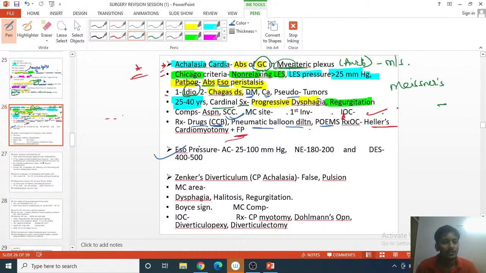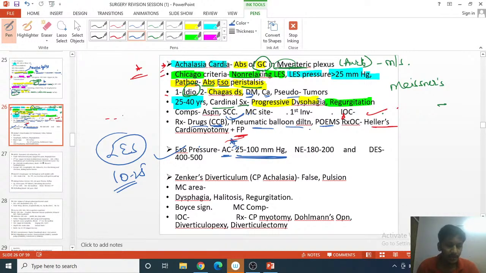Then esophageal pressure. Normal LES pressure was 10 to 25 mm of mercury. In achalasia it becomes 25 to 100 mm of mercury. So if on esophageal manometry you see LES pressure is 25 to 100 mm of Hg, it is achalasia cardia. If esophageal pressure is between 180 to 200 mm of Hg, it is nutcracker esophagus. And then the next one is diffuse esophageal spasm. In diffuse esophageal spasm the pressure will be 400 to 500 mm of mercury. So remember, maximum pressure 400 to 500 is in DES, 25 to 100 is in achalasia cardia, and 180 to 200 is in nutcracker esophagus.